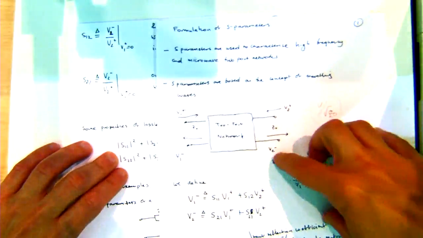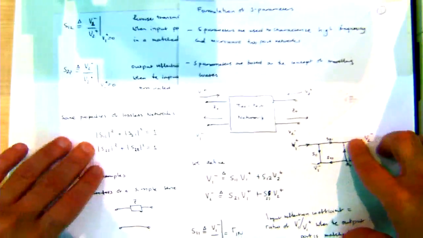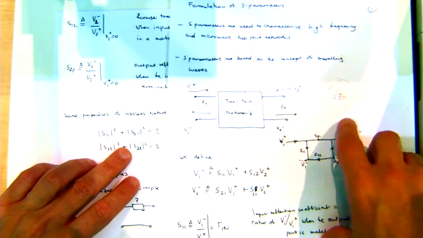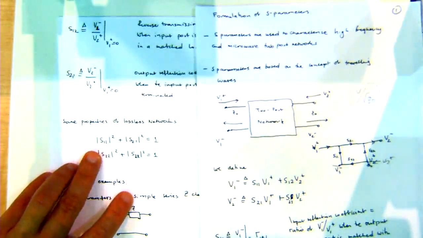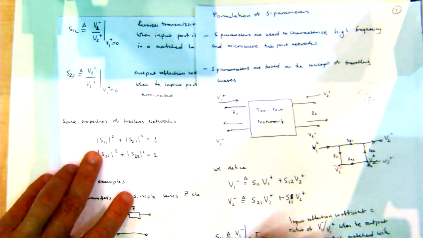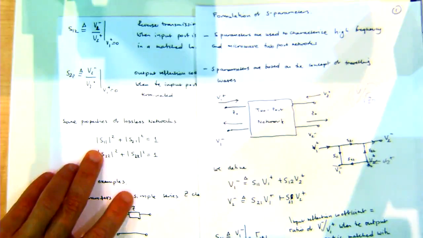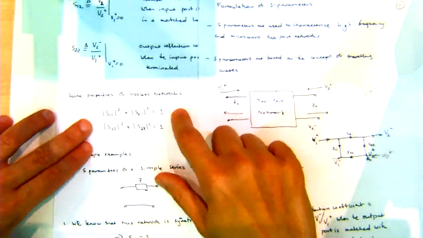So if you look at, in this particular case, S11 plus S21 is equal to 1. So therefore, essentially, the power going in is going to be the power that's reflected out and the power that gets transmitted to the other port. It's just conservation of energy, right? And I'm doing that for both ports.